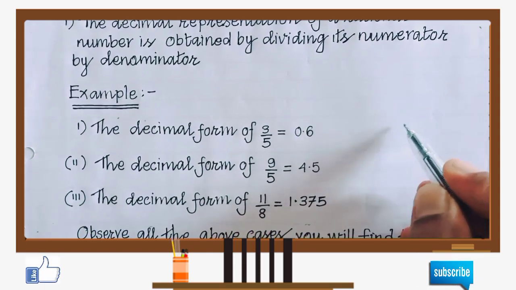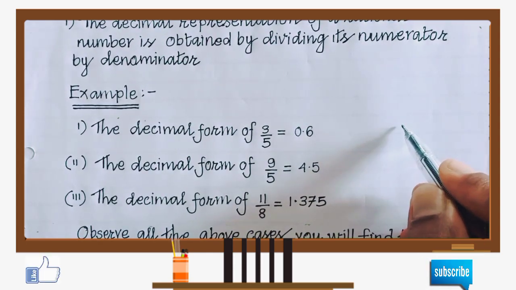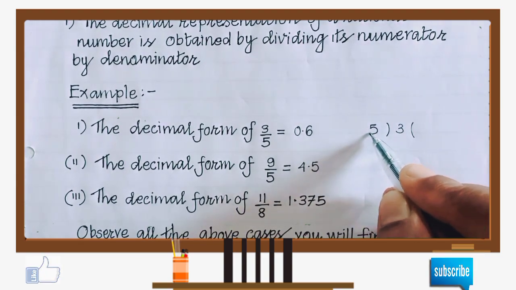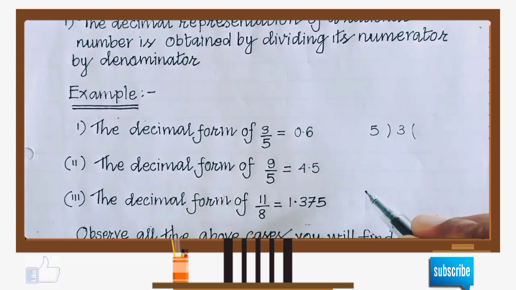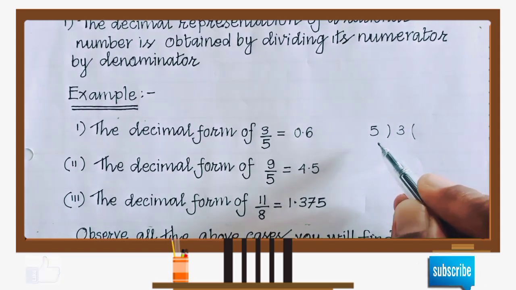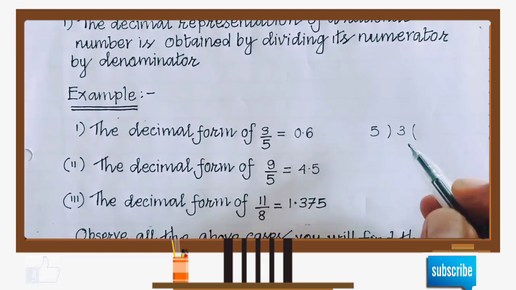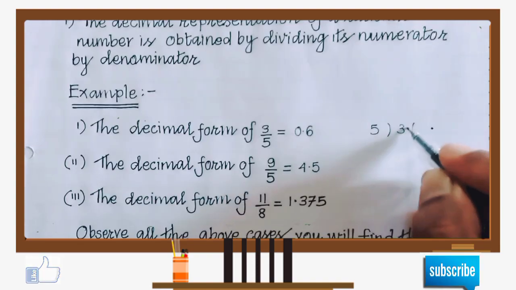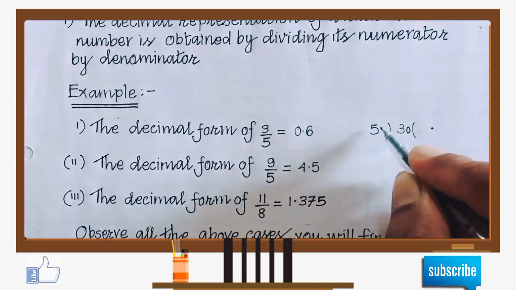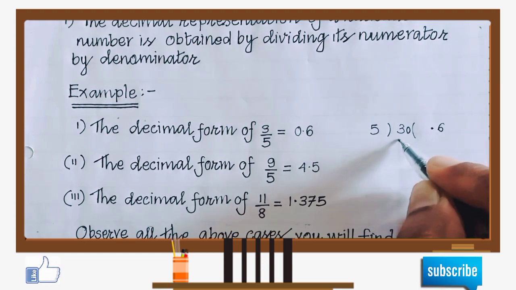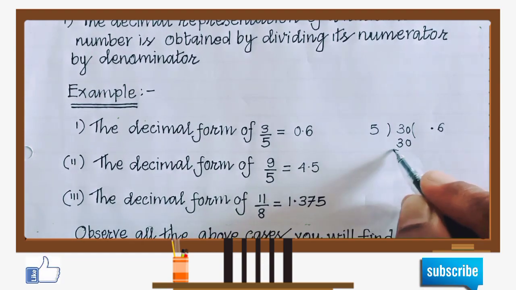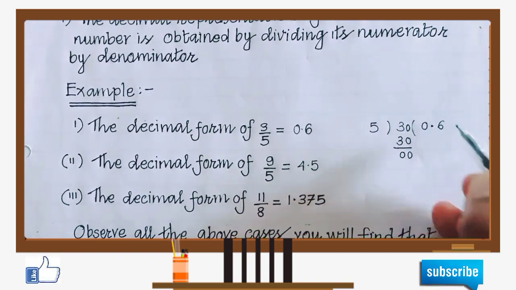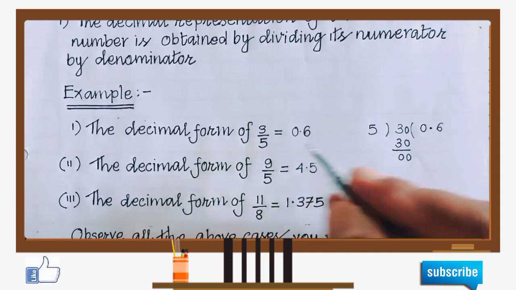Just take 3 by 5. Now you take the division here, 3 divided by 5. 3 is smaller than 5. It means there is no 3 in the table of 5. So for that you take a point here. We take the point here and we place a 0 here. So it will be 5 6 30. 5 into 6 is 30. You are seeing here the remainder is 0. This is the quotient, means your answer is 0.6.